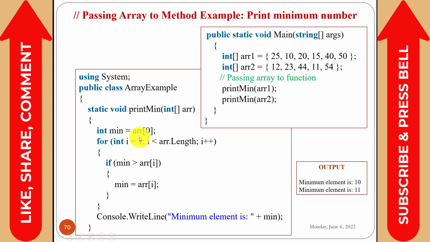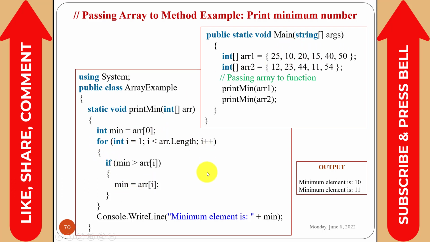The i value is 2 and min value is 10. So 10 against arr[2], which is 20. Is 10 greater than 20? It is false. The condition is false, so it will not execute the if condition. Now min is still 10 and i becomes 3, where the value is 15. Is 10 greater than 15? No. So again the if condition will not execute. The value of min is 10. The same way it checks 40 and 50, and we find that 10 is the minimum value.